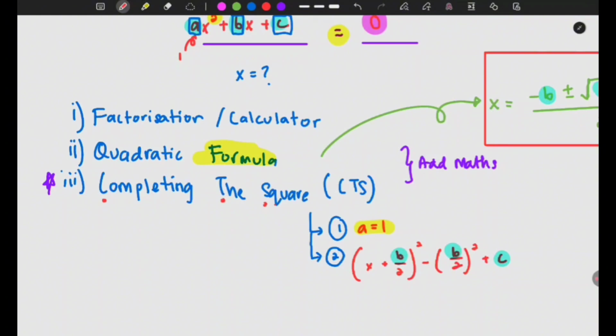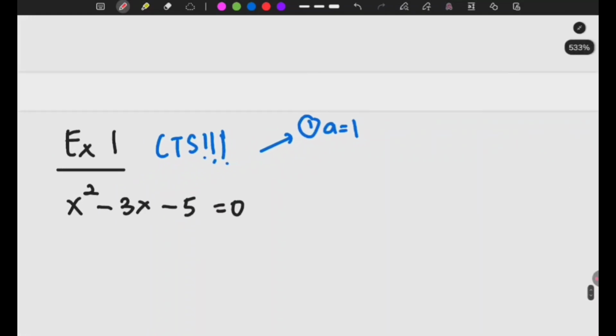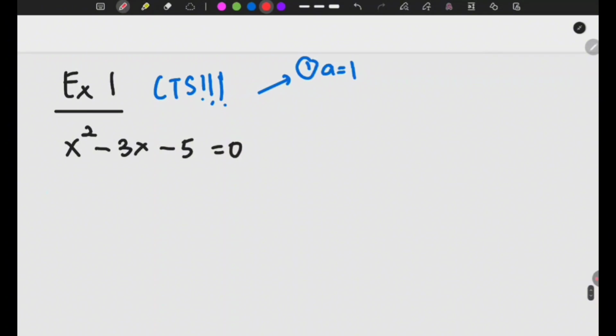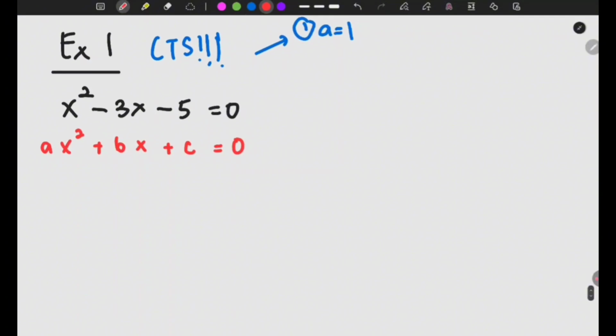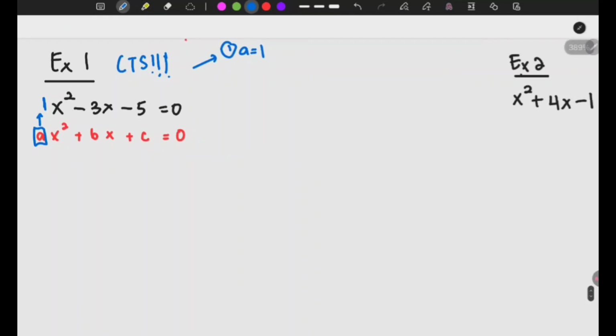This is the first two things that you need to know. So first thing, your a has to be equal to 1 in completing the square. So let's check. The general formula goes like this: a x square plus b x plus c equals 0. So you need to make sure to identify what your a, your b and your c are first. In this case, the question is very nice to you. The a here is nothing. Nothing means, don't forget, there's always an invisible 1 in front of the x squared.